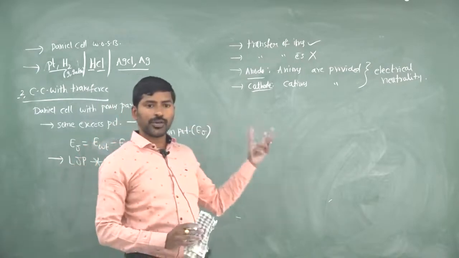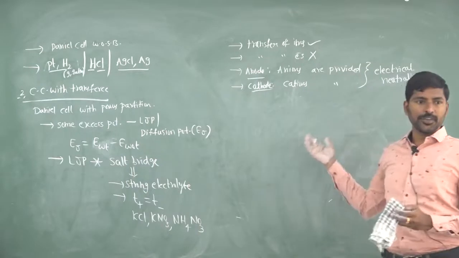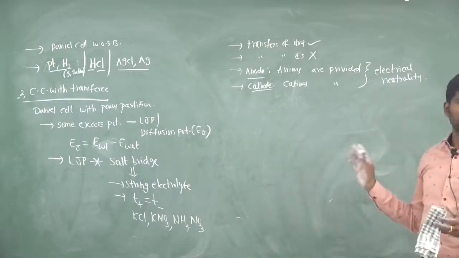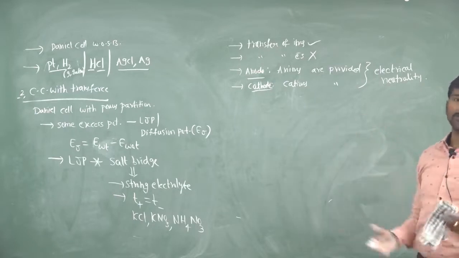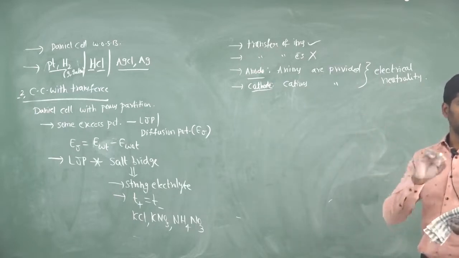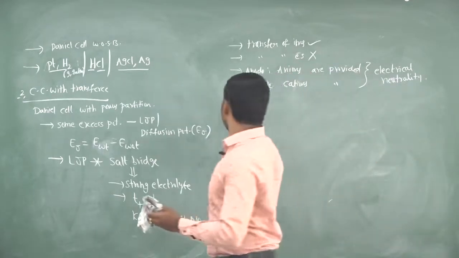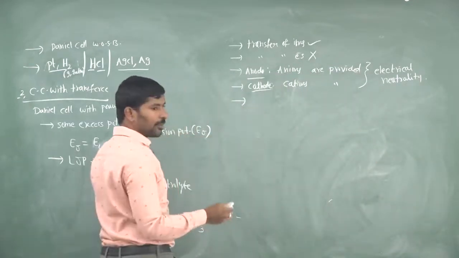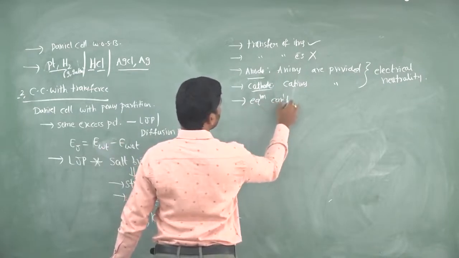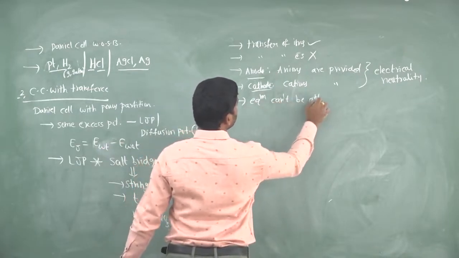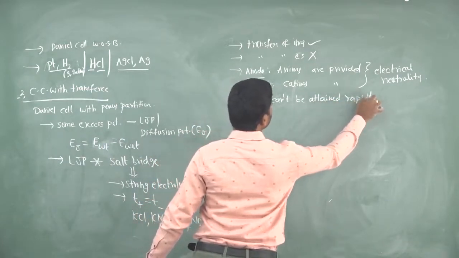If it cannot provide a sufficient number of cations or anions, then what happens? Accumulation of charge takes place, electron exchange cannot take place freely. Then equilibrium could be attained rapidly and the cell reaction would be completed fast. So by using a salt bridge, equilibrium cannot be attained rapidly.